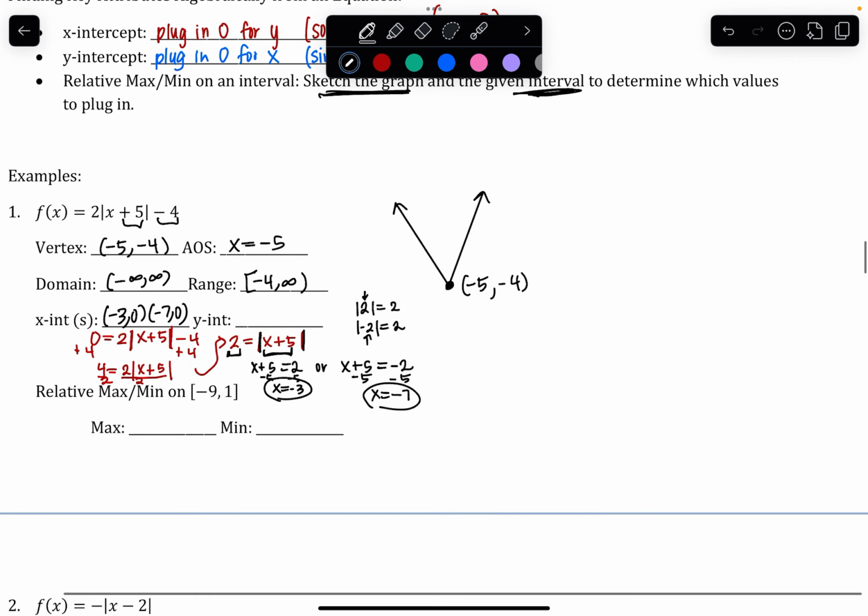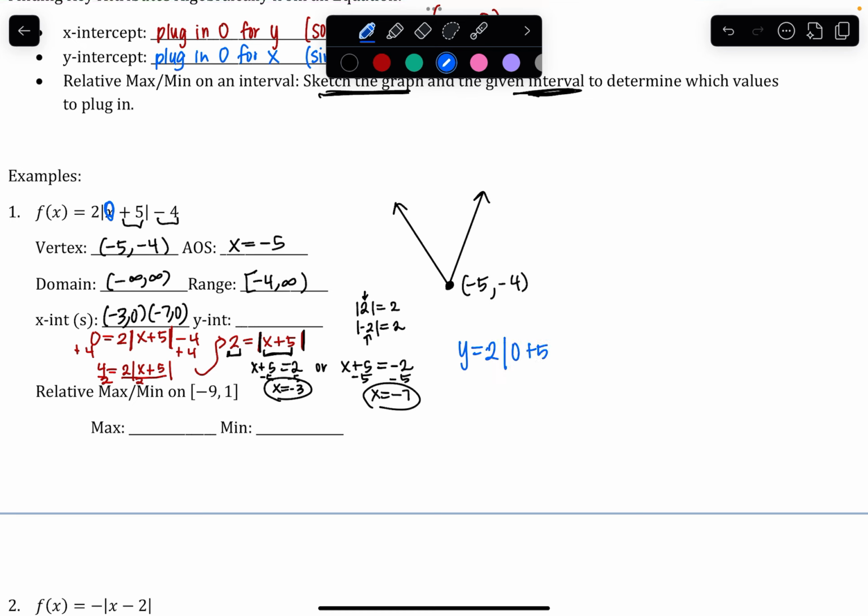Okay, and then for the y-intercept, we plug in 0 for x, which is a little bit easier. And so using my original equation, I'm plugging in 0 for x, so I have 2 absolute value of 0 plus 5 minus 4. So from here, we just number crunch. 0 plus 5 is just 5. Absolute value of 5 is just 5. 2 times 5 is 10. Minus 4 is 6. And so 0, 6 would be our y-intercept.